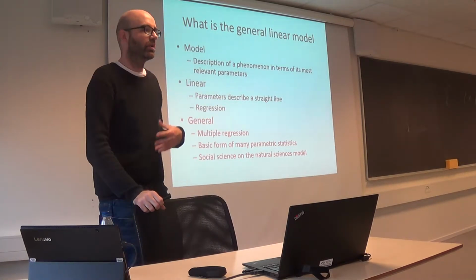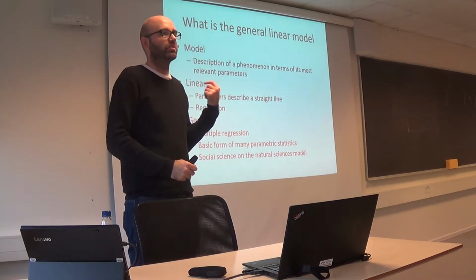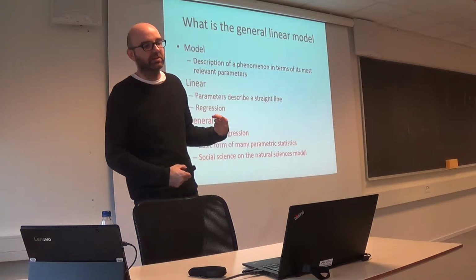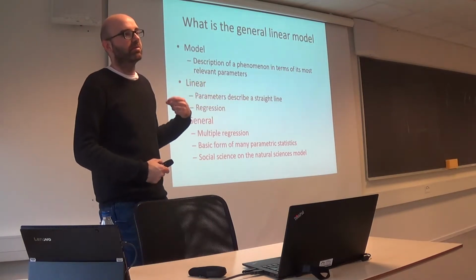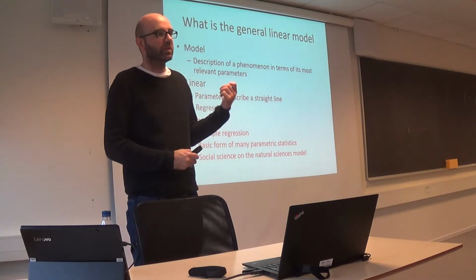We said we know what a model is. We know what a linear model is. A model is just a description of the world in terms of statistical parameters. A linear model is a description of the world where those parameters describe a straight line. So far through 2 dimensions. What's a general linear model?